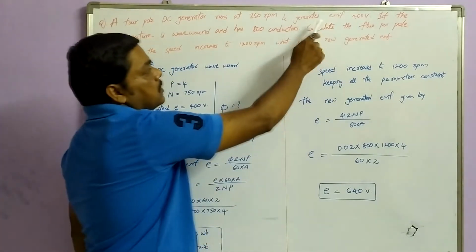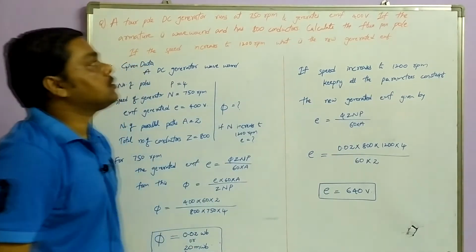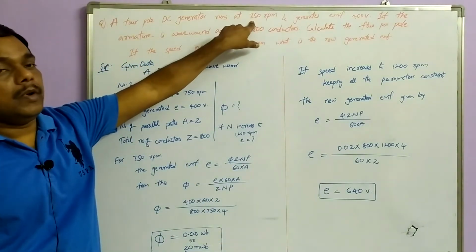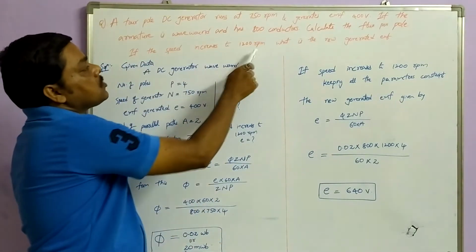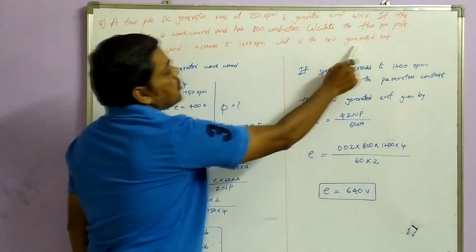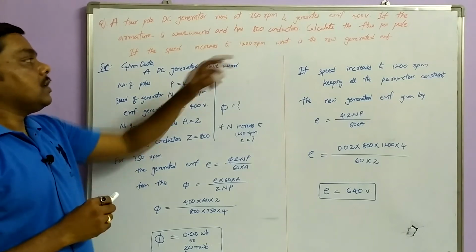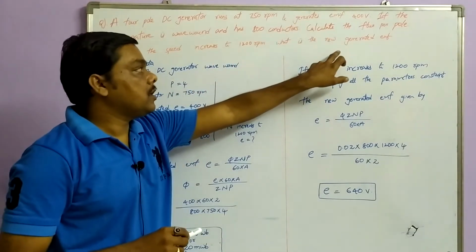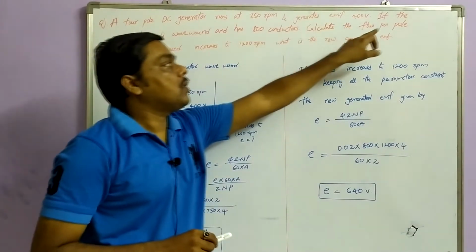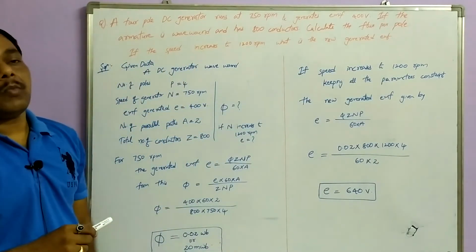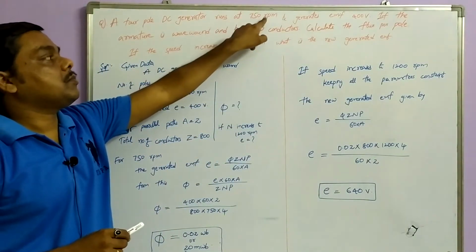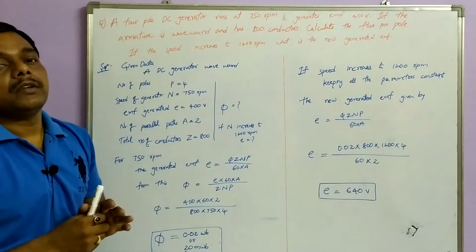Initially the generated EMF is 400 volts at 750 rpm, but if the speed increases to 1200 rpm, what is the new generated EMF? We have to calculate it. So to calculate the generated EMF at 1200 rpm, first we have to find out the flux per pole at 750 rpm, where the flux remains constant.